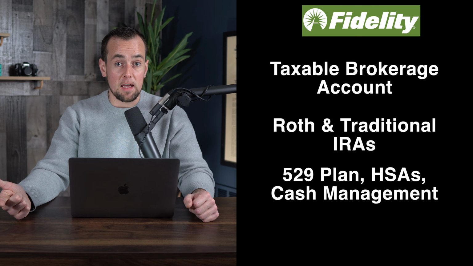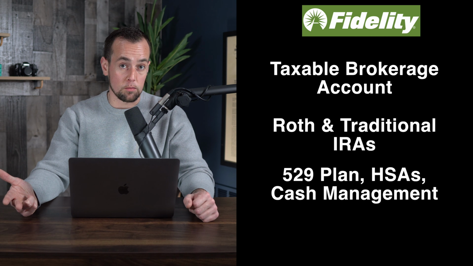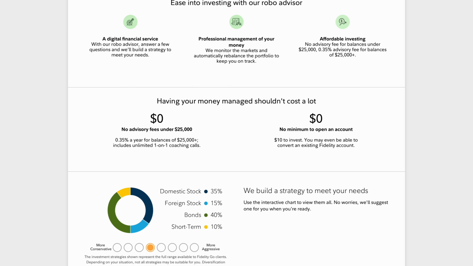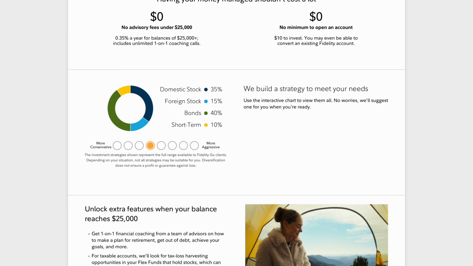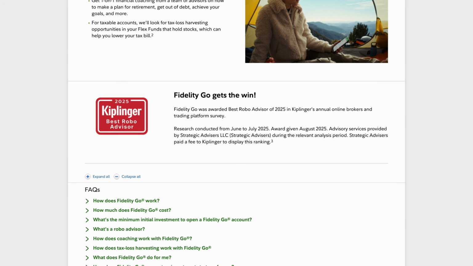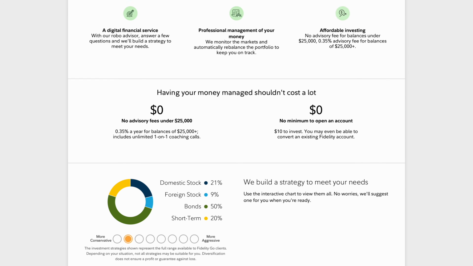But you'll also find 529 plans, HSAs, and even cash management accounts available too. They don't offer an IRA match, but one thing you might be interested in is the Fidelity Go Robo-Advisor. This is a digital financial service that offers professional management of your money, and it comes with no advisory fees for balances under $25,000. For balances over $25K, the advisory fee is 0.35% of assets under management.